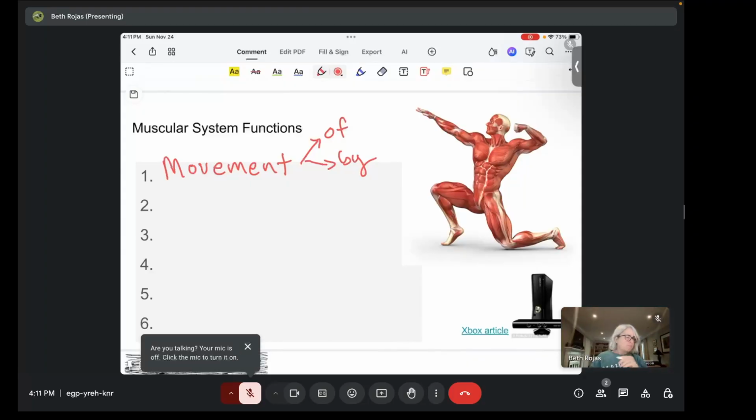Okay. Another one people often say is protection. It does offer some protection, not as much as bones, for instance, like the skull. But if you think about your abdomen, it really doesn't have bone protection. So the different layers of muscle found there do help protect it. So protection we could put.